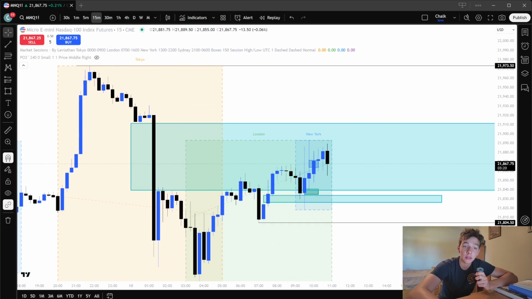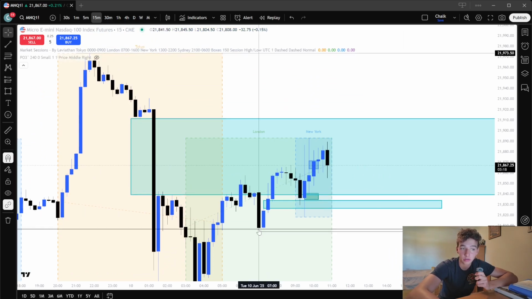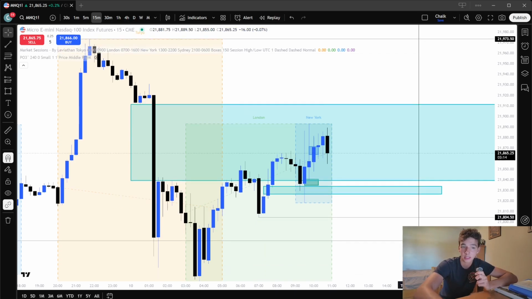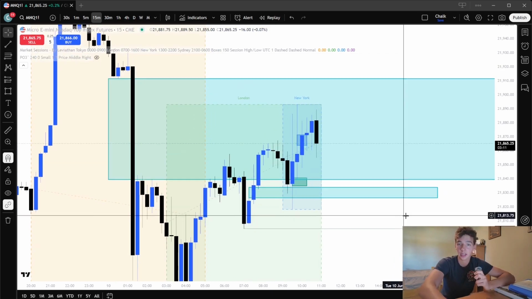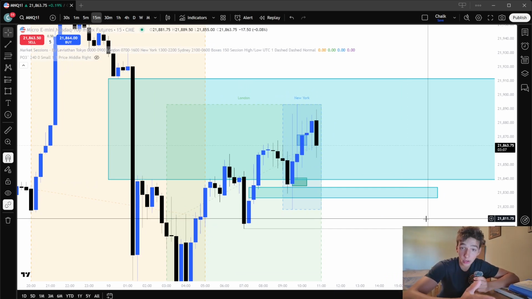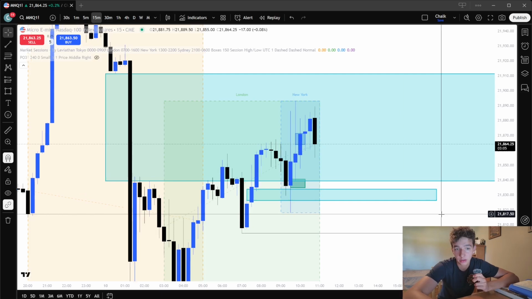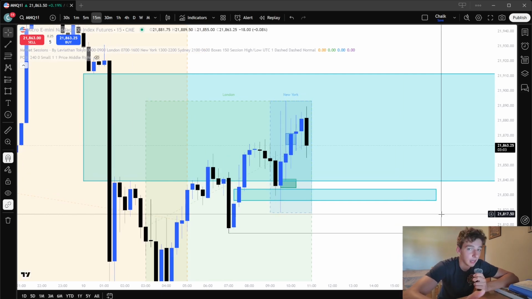But at minimum I wanted to see at least an internal low get taken, like this 7 o'clock low. I would have wanted to see us sweep that at least before we end up going higher, but we don't see any liquidity sweeps. We don't sweep any sell side liquidity. That's already giving me, I don't really know. I don't think today's going to be a trading day because I don't see my model.